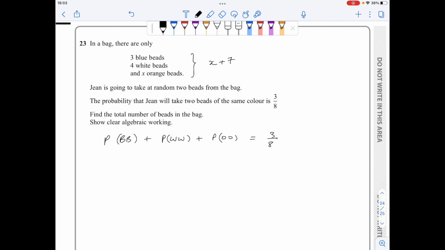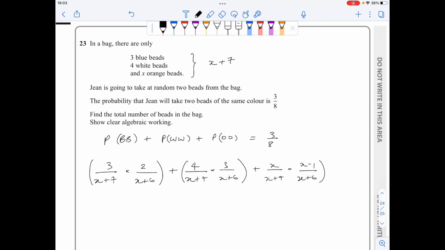Now, to get 2 blue, I need 3/(x plus 7), and because it's without replacement, I'll multiply this one by 1 less in the numerator and also 1 less in the denominator. So this is my first probability, plus I have 4/(x plus 7) times 3/(x plus 6). And finally, for the orange, I get x/(x plus 7) times (x minus 1)/(x plus 6). And this must be equal to 3/8.